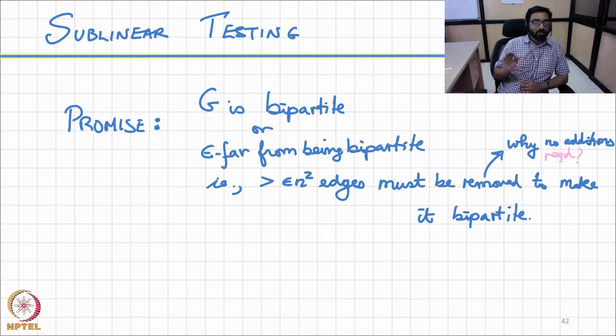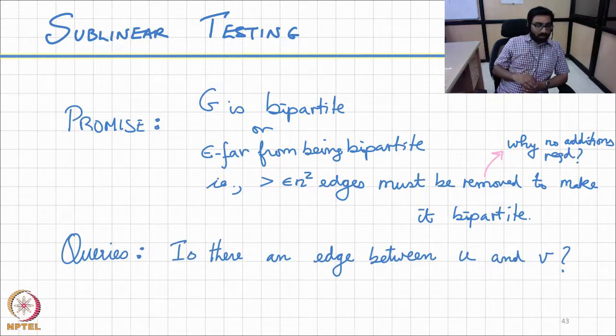Okay. Notice that we only need to remove edges in order to make it bipartite, because we really don't need to add any new edge, because for a bipartite graph, the edge set E only has to be a subset of V1 cross V2. And as we mentioned earlier, we're only allowed queries of the form, is there an edge between two vertices, say vertex U and vertex V?